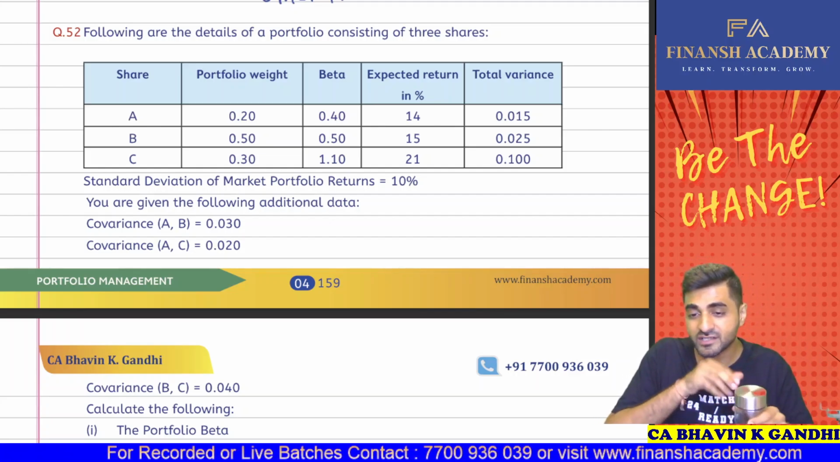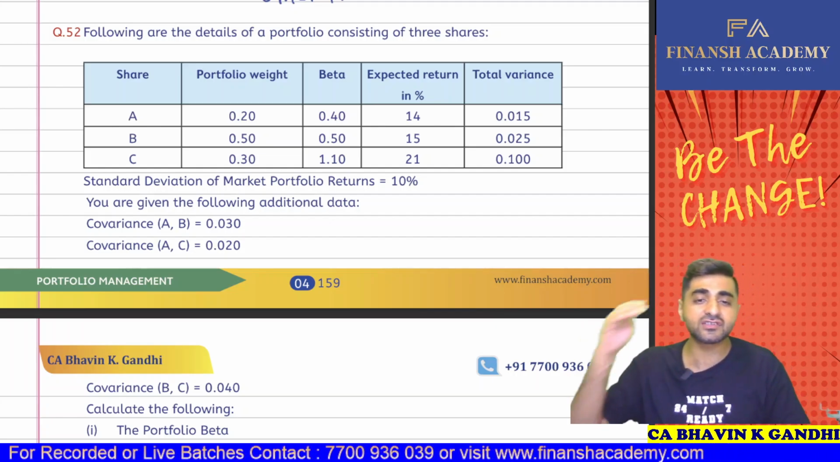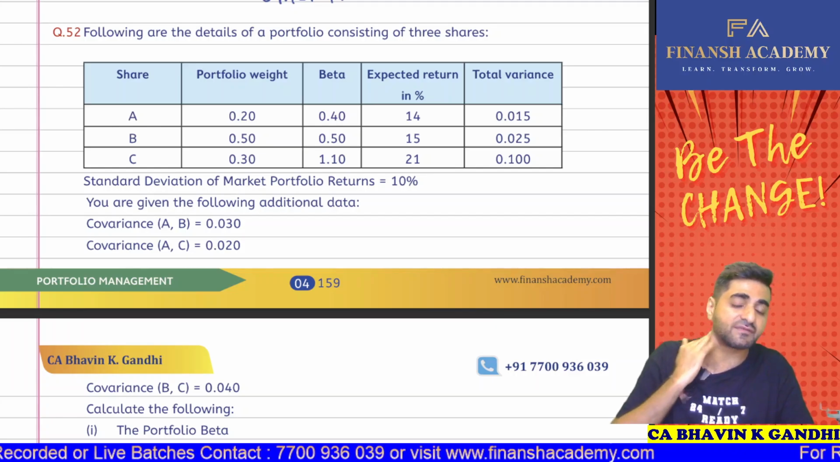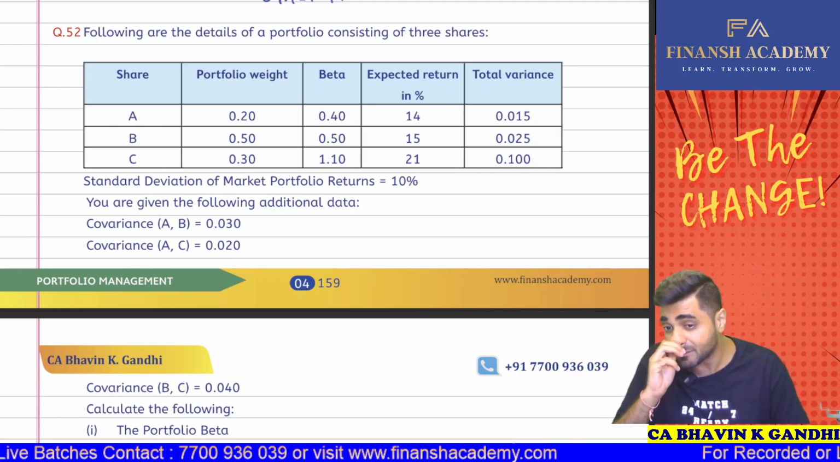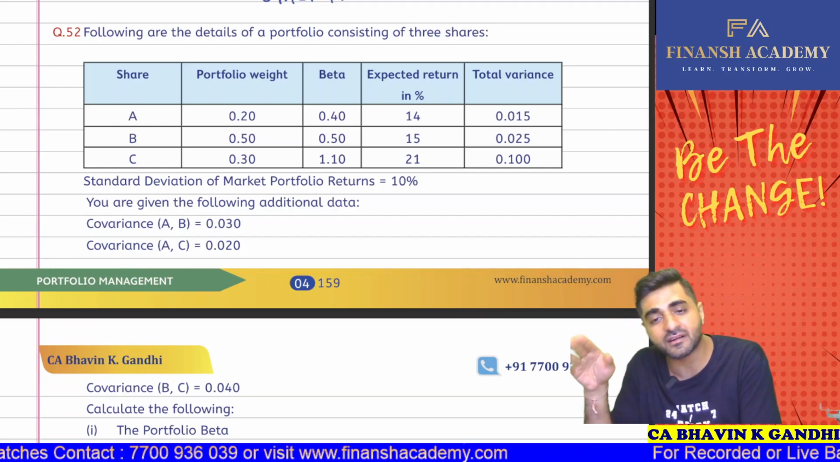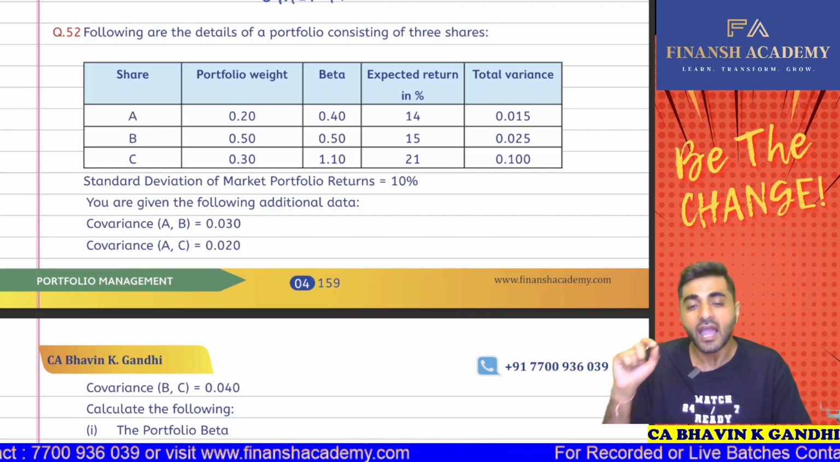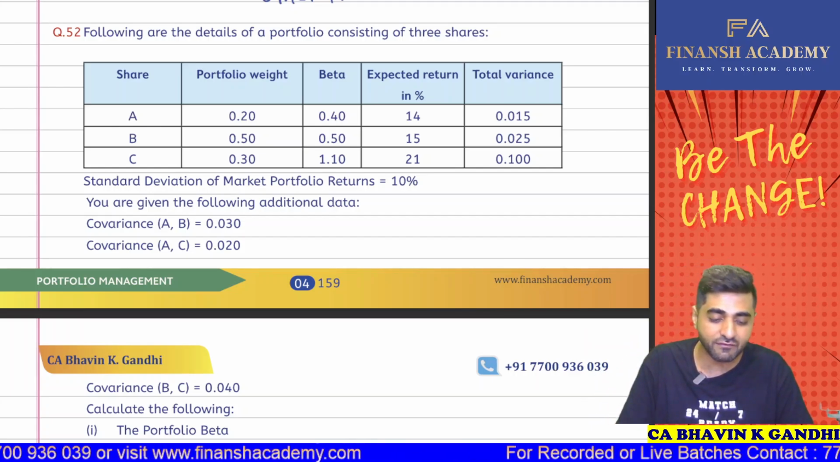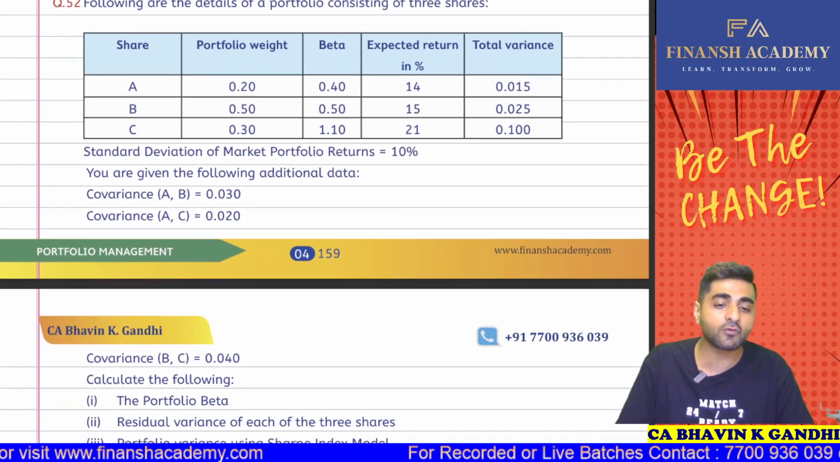So in this particular question, what we need to do, following are the details of the portfolio consisting of 3 shares. We have share A, B and C, then we have portfolio weights, then we also have the beta, and we have expected return, and then we have the total variance. Standard deviation of the market portfolio is 10%. And the following additional data is given to you. We have covariance AB, which is 0.03. We have covariance AC. We have covariance BC.